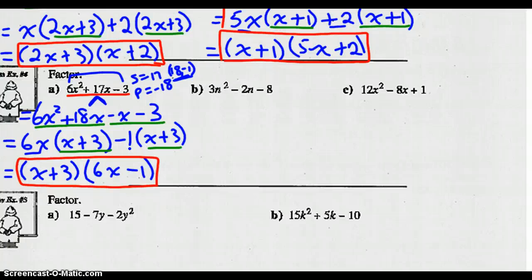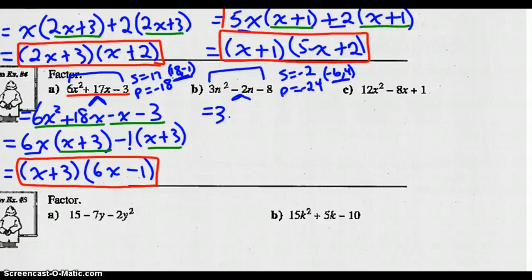All right. Let's try part B. Same procedure, same steps, every single time. Ask yourself, what two numbers have a sum of the middle term, negative 2, and a product of the first times the last? 3 times negative 8 is negative 24. So what two numbers add to negative 2 and multiply to negative 24? Well, those are negative 6 and positive 4. What do I do with those two numbers? I decompose that middle term using these two numbers we just found, negative 6 and positive 4.